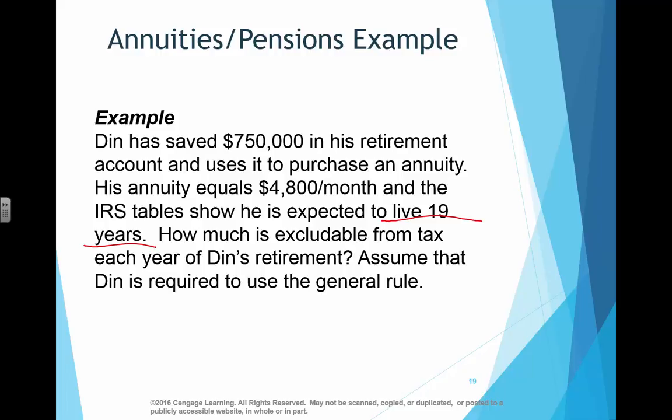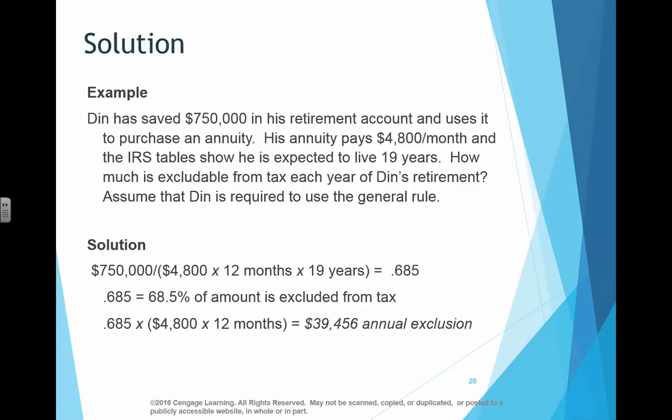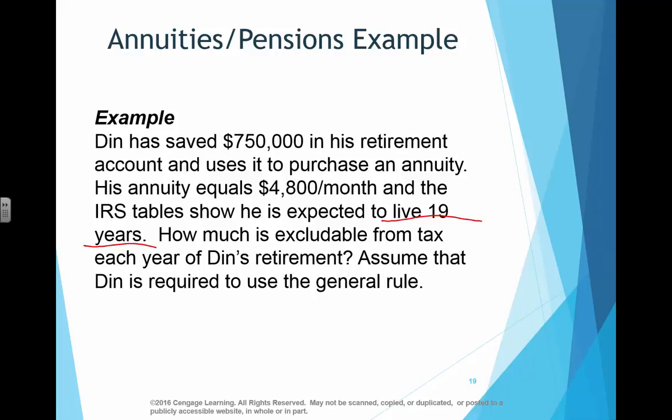Let's see, good question. What'd you get, 68.5? What's the numerator? 750,000. The denominator is 4,800 times 12 times 19. Yes, of course you did, because you took the monthly payment and you didn't convert it to the annual. Don't do that again. Now you know that mistake, right? Very common mistake.